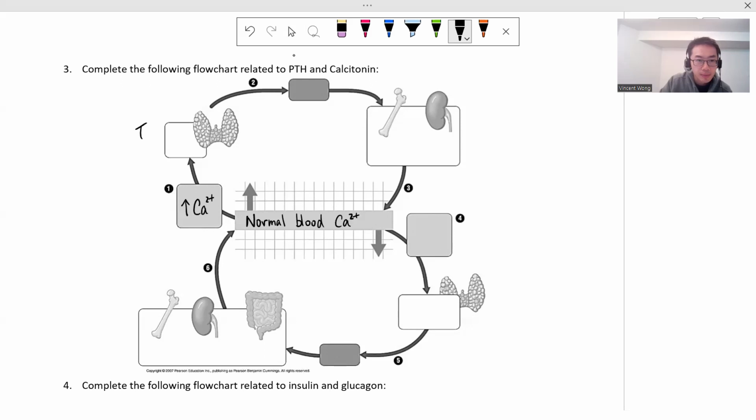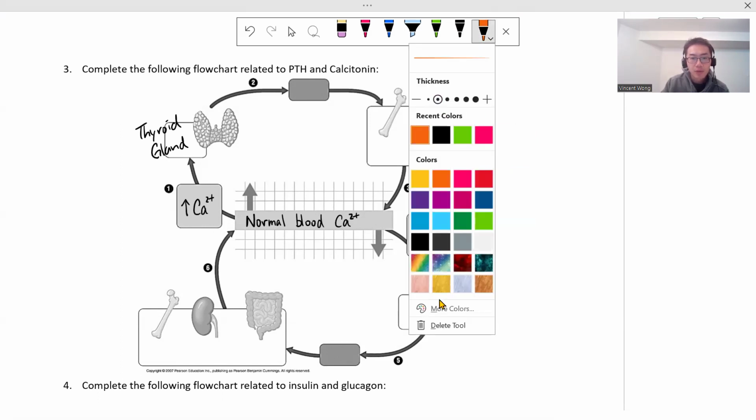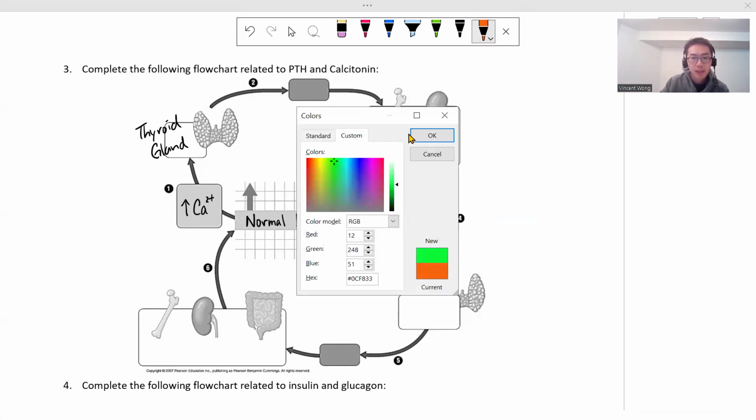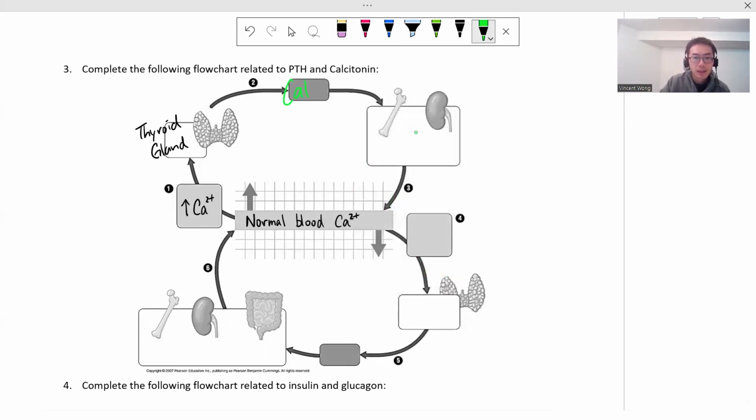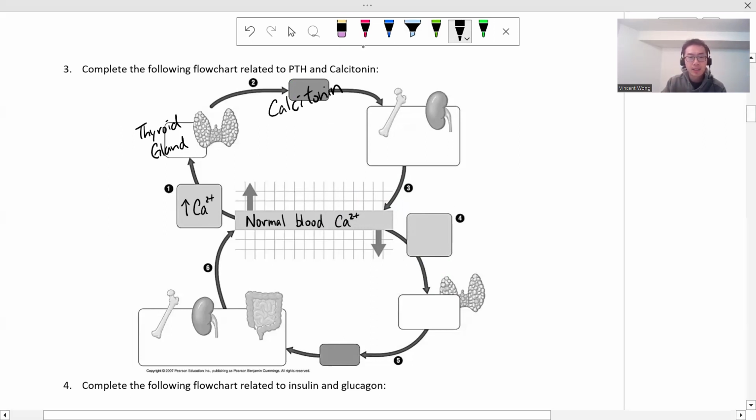Thyroid gland. And that's going to pick up the increase in calcium. And in response to that, it is going to release calcitonin. I'm just going to choose a different color. I don't think it shows up too well. It's equally bad. Okay, I'm just going to stick with black then. Calcitonin. When there's an increase in calcium, you need calcitonin.